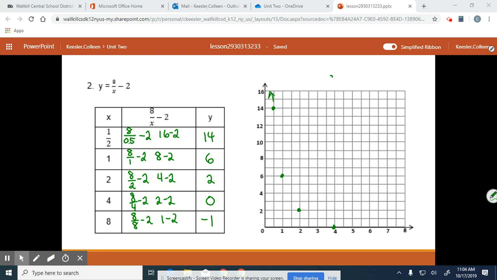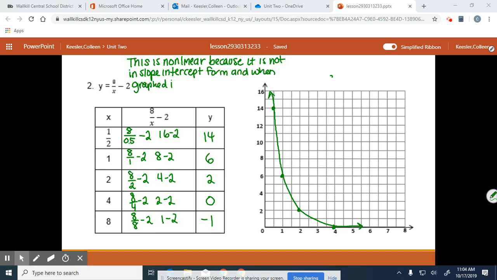So from here, I can draw my line. And I could do something like that. That would be enough. And that proves that this is nonlinear because the line is not straight. So we're going to write this is nonlinear because it is not in slope-intercept form, and when graphed, it is not straight.